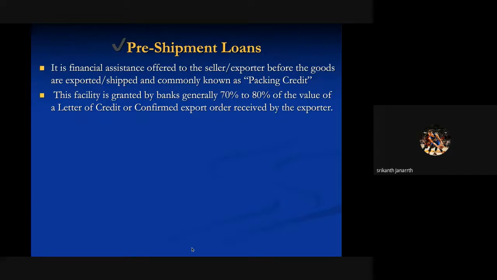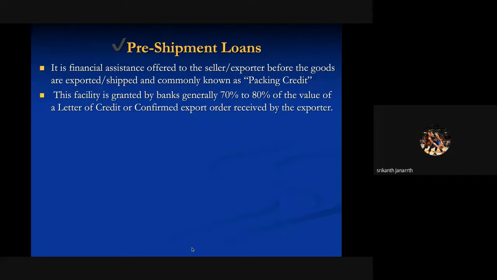So there are two types. One is pre-shipment. Pre-shipment is generally called packing credit. Pre-shipment is a kind of packing credit facility. That means, as the word suggests, packing credit is the bank giving funds to the exporter to arrange the goods. That is what you call packing credit. Up to the packing level, we are giving credit. That is called packing credit.